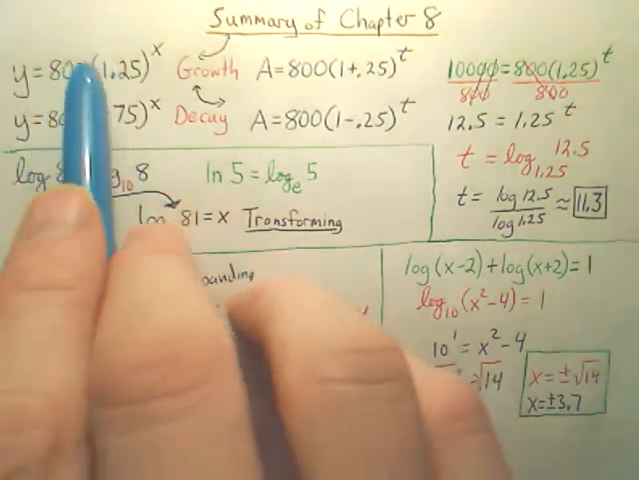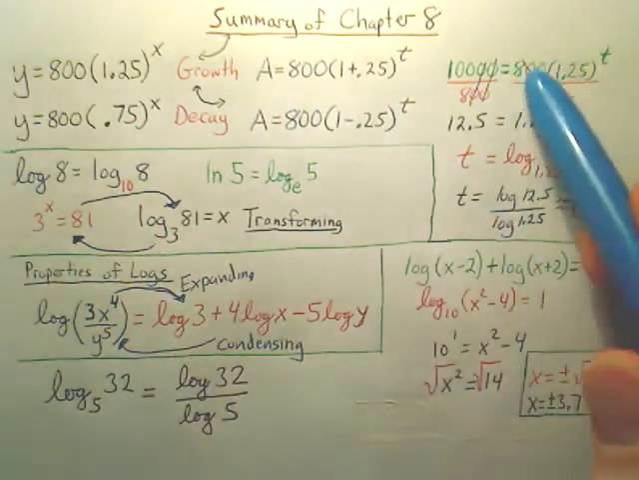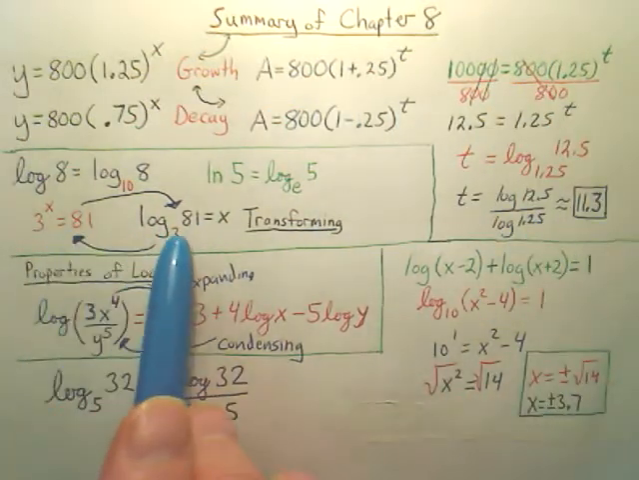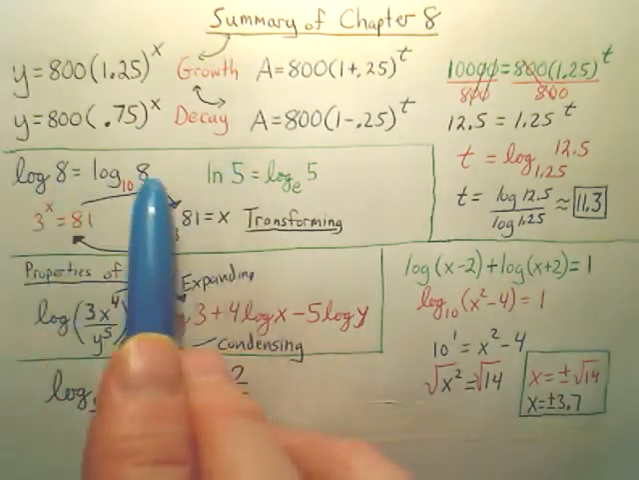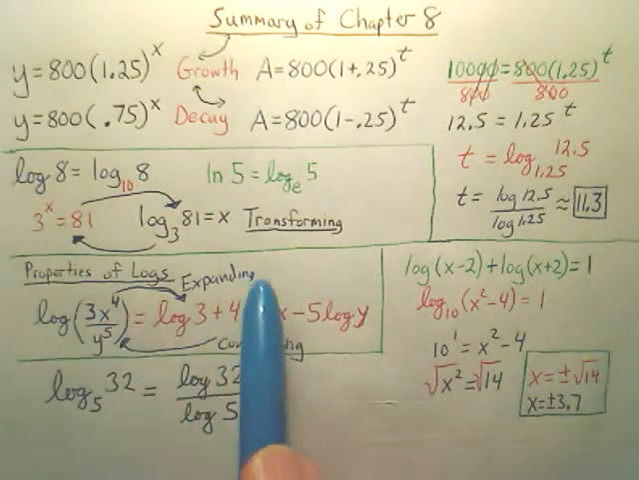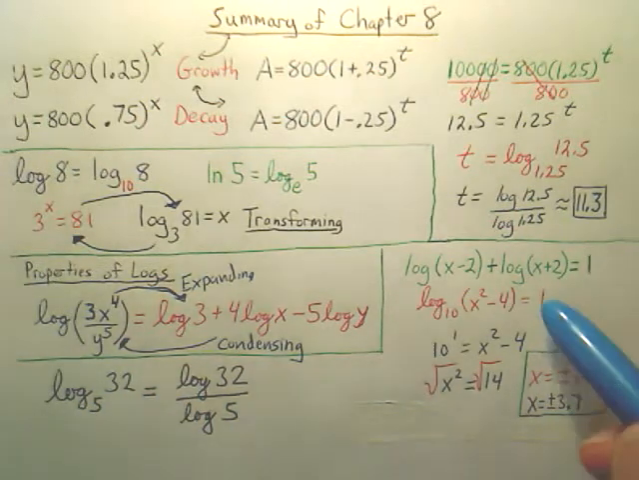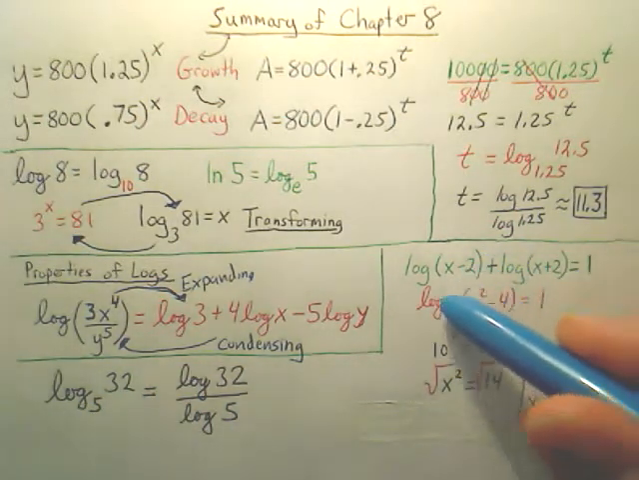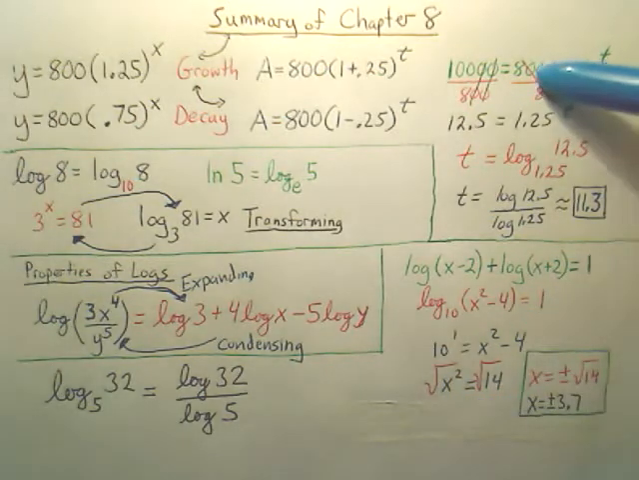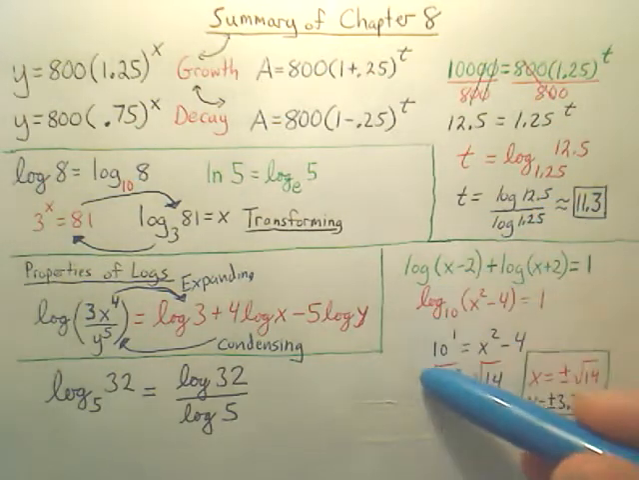So we got exponential growth and decay. You got to solve it. You got transforming. You got some basic logs. You got properties of logs. This is called your change of base formula, which is how you solve them. And then here's another example of just solving a general log. This was solving an exponent. This is solving a log.